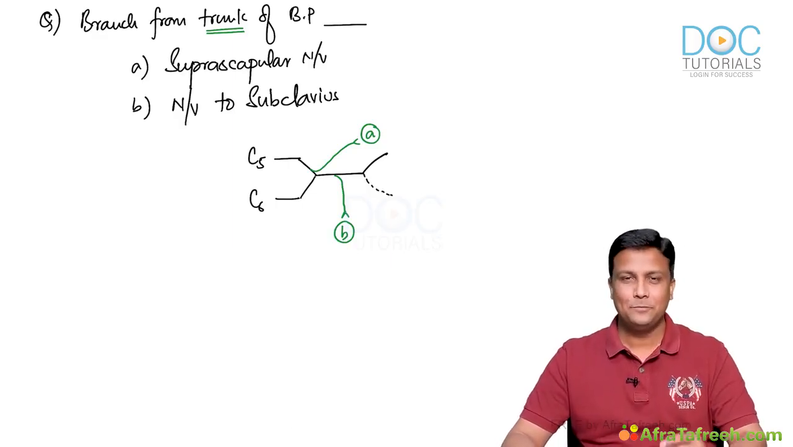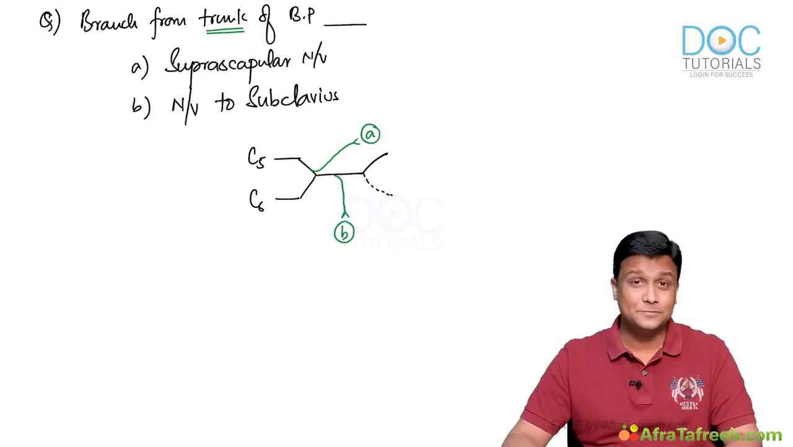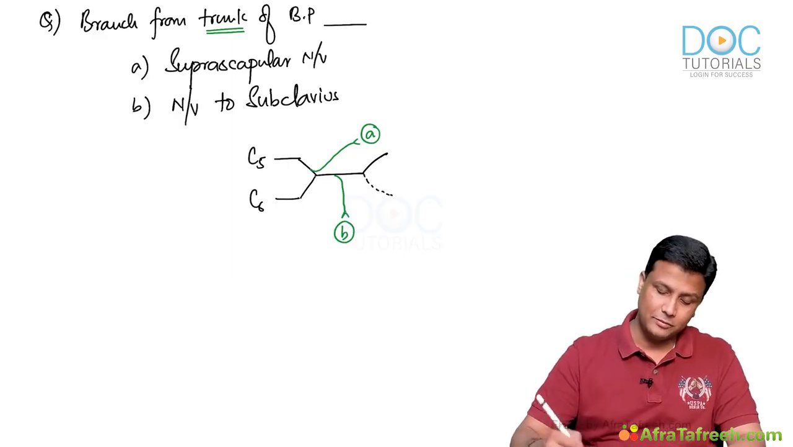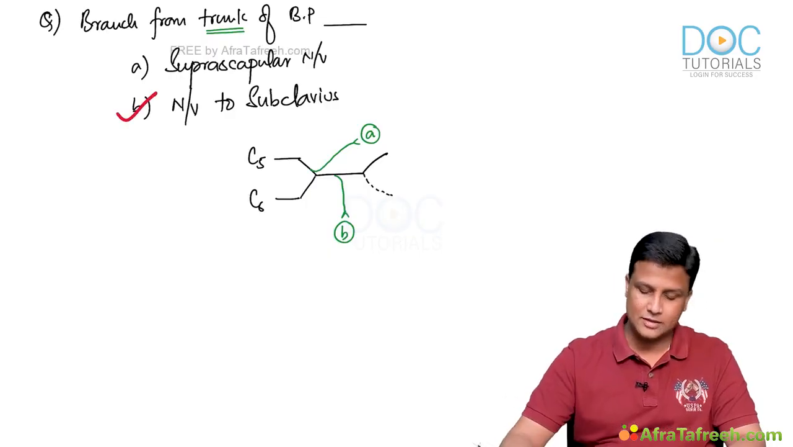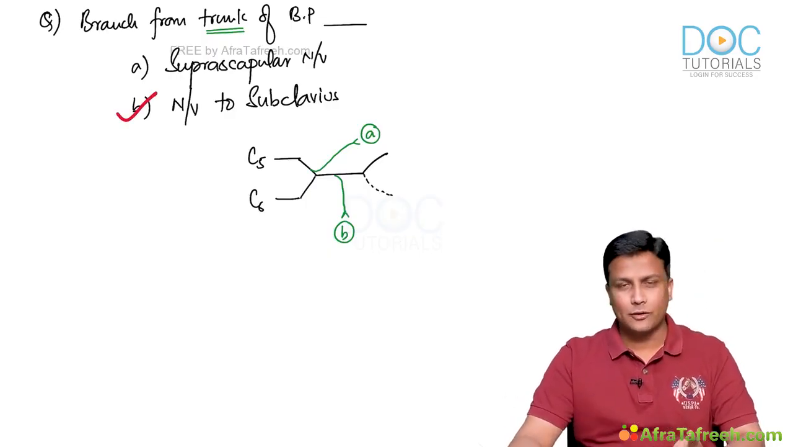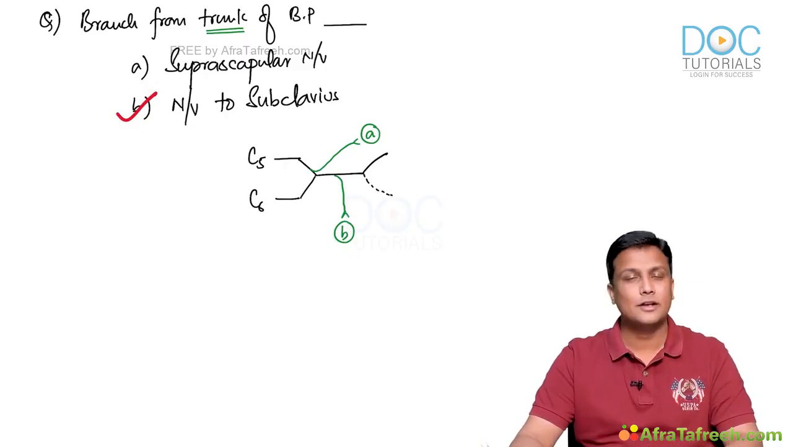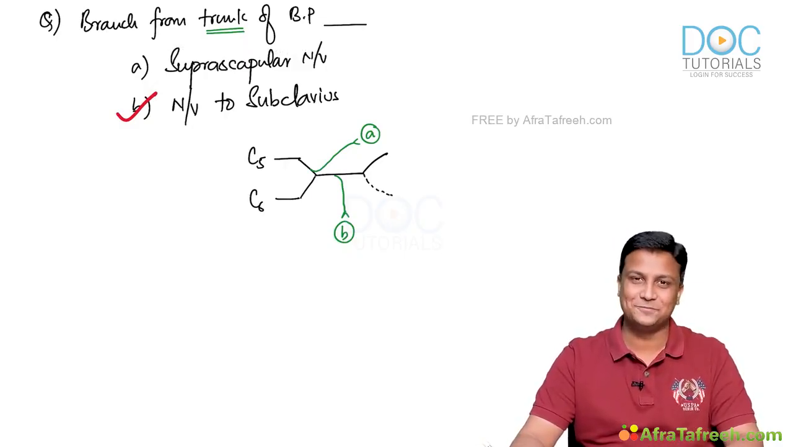I hope you are getting it. So then what should be the answer? If this type of question is given, then the better answer from the trunk will be nerve to subclavius. So out of both the options, both the branches, the better answer will be nerve to subclavius. Hope the controversy has been clarified.